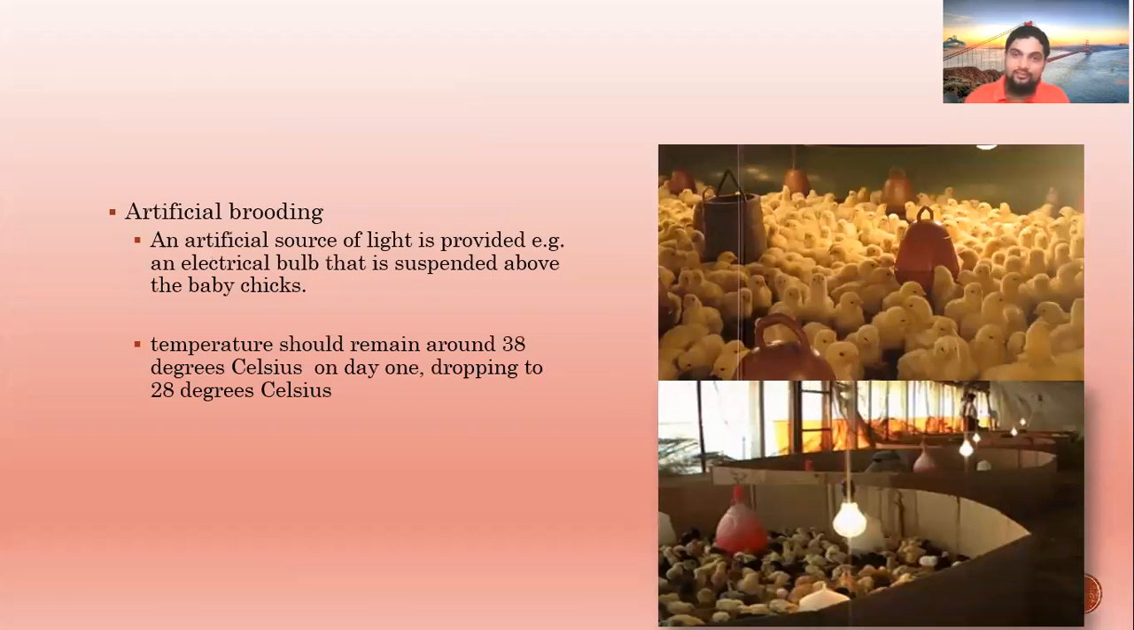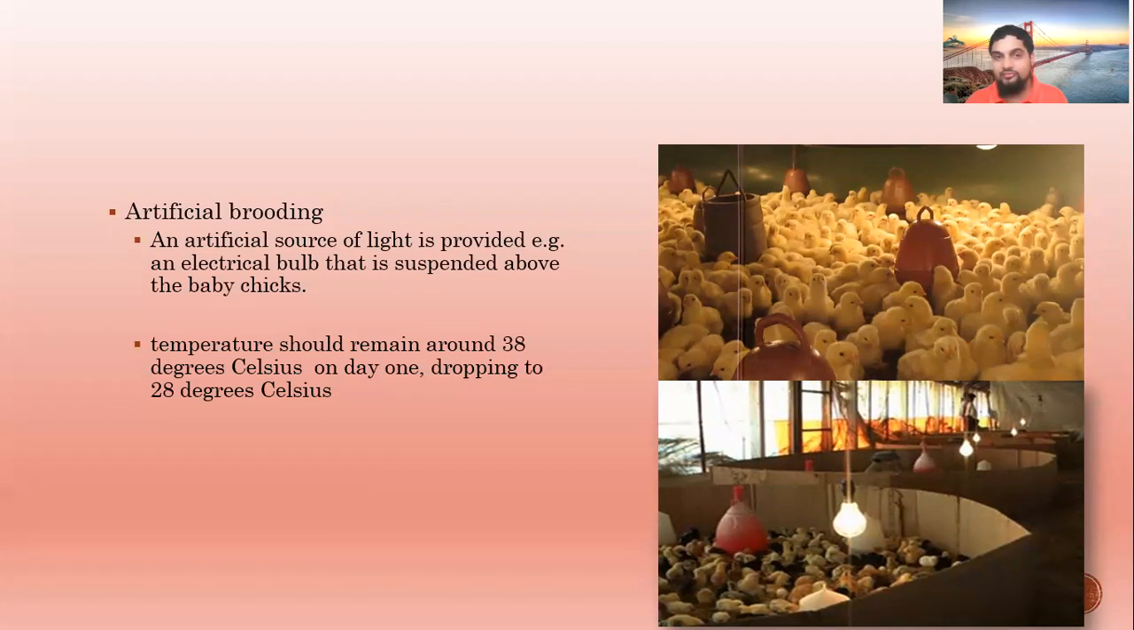And also then we have artificial brooding. People who are selling what we normally call white chicken, people who are rearing these chickens, will have to create an artificial brooding system. In artificial brooding, an artificial source of heat is provided. For example, an electrical bulb. Those bulbs will provide heat, and they will be suspended above the baby chicks. Some people would use kerosene lamps as well. The kerosene lamp can be very dangerous depending on how well it is set up.